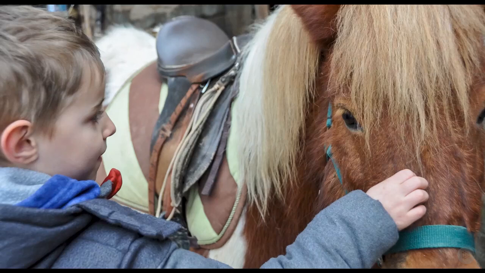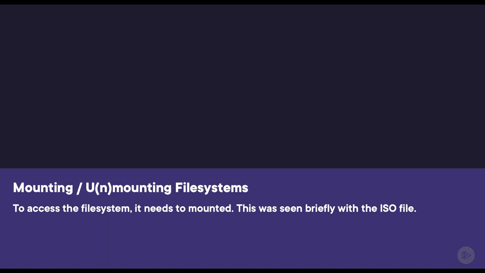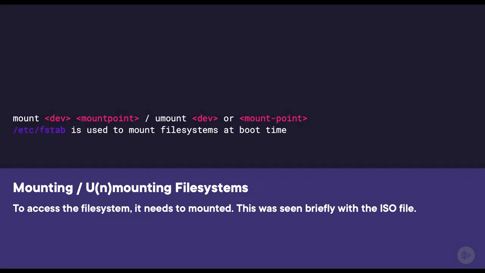Now, the good news that I have for you is that mounting file systems is probably easier than mounting horses. When we look at mounting our file system, it's mounting the device to the mount point. For unmounting, or umount, we can either umount the device or the mount point. If we want to persist the mount, then we can put it in our /etc/fstab, our file system table.